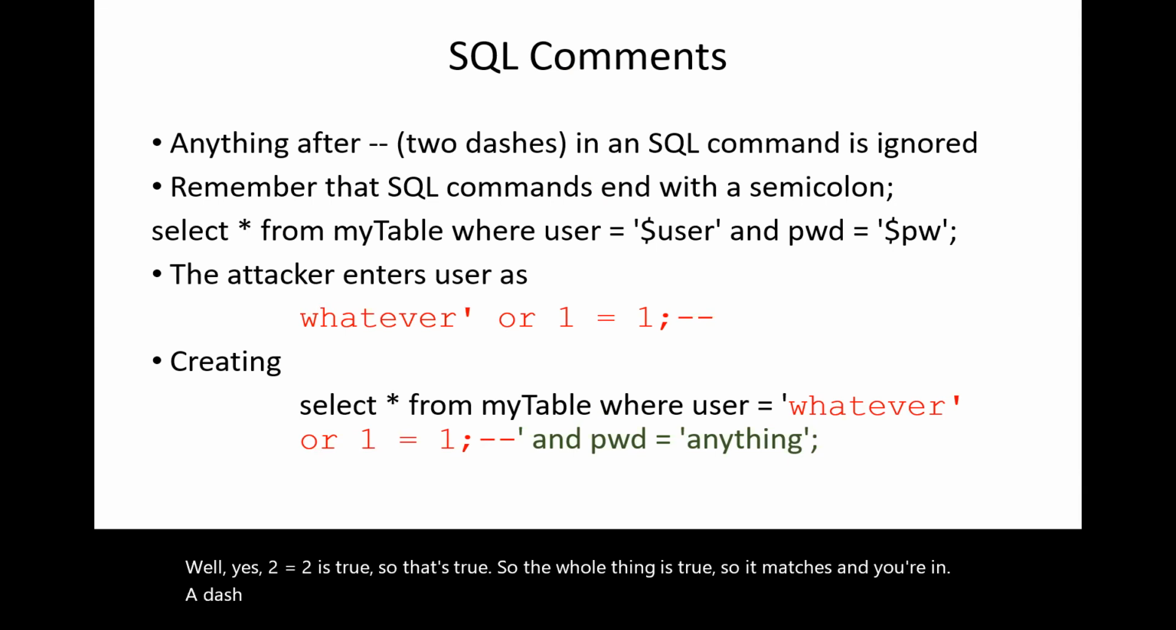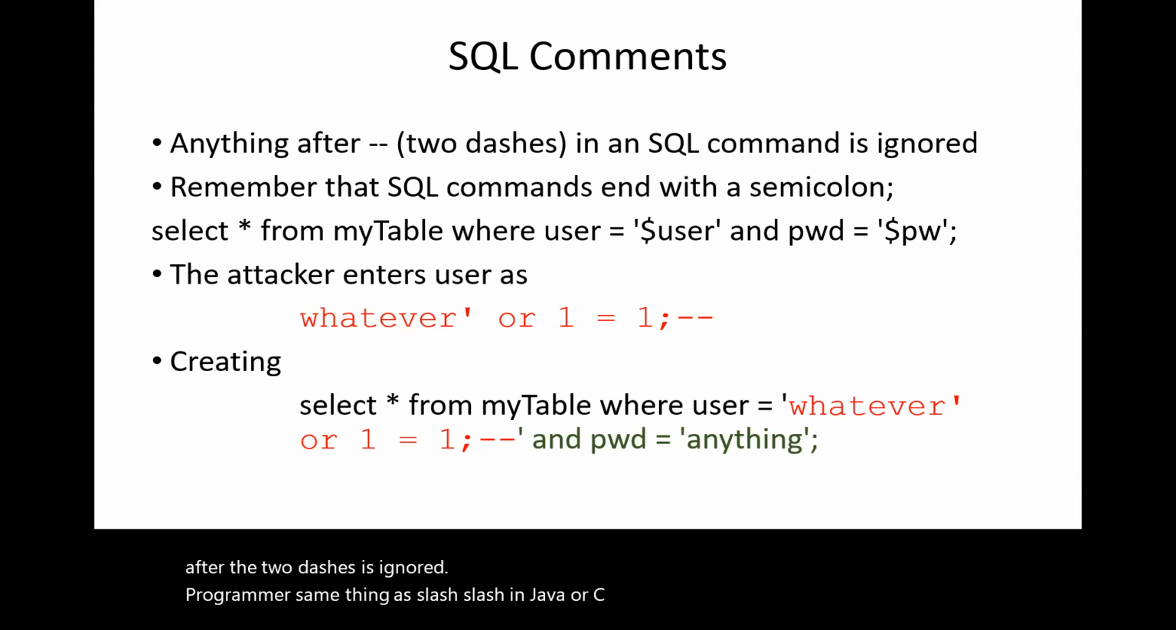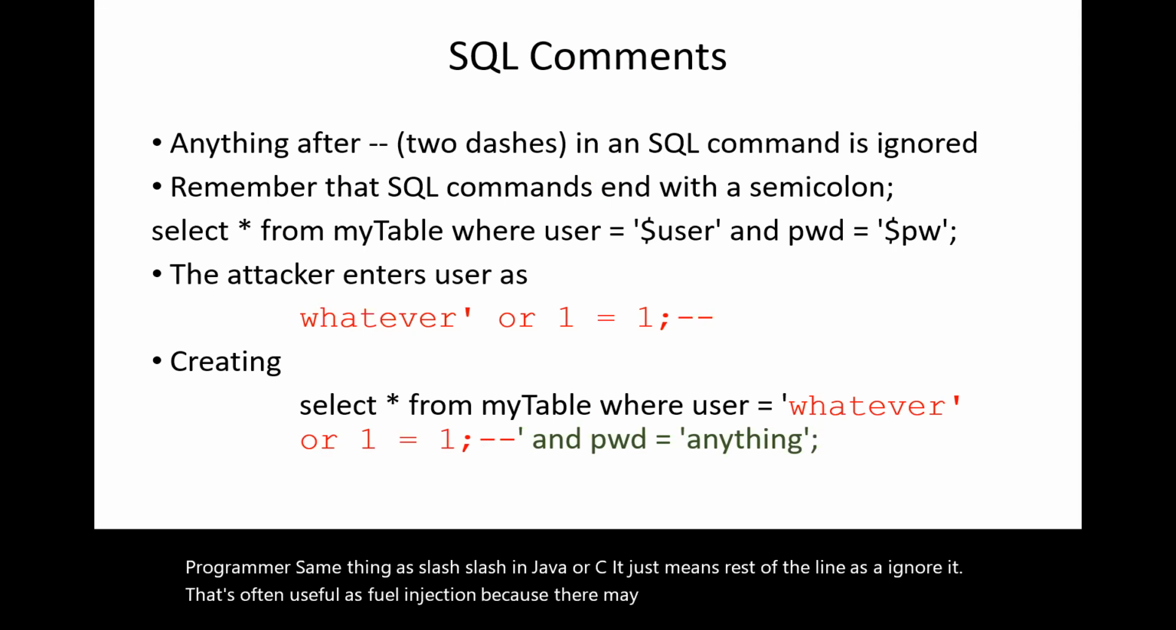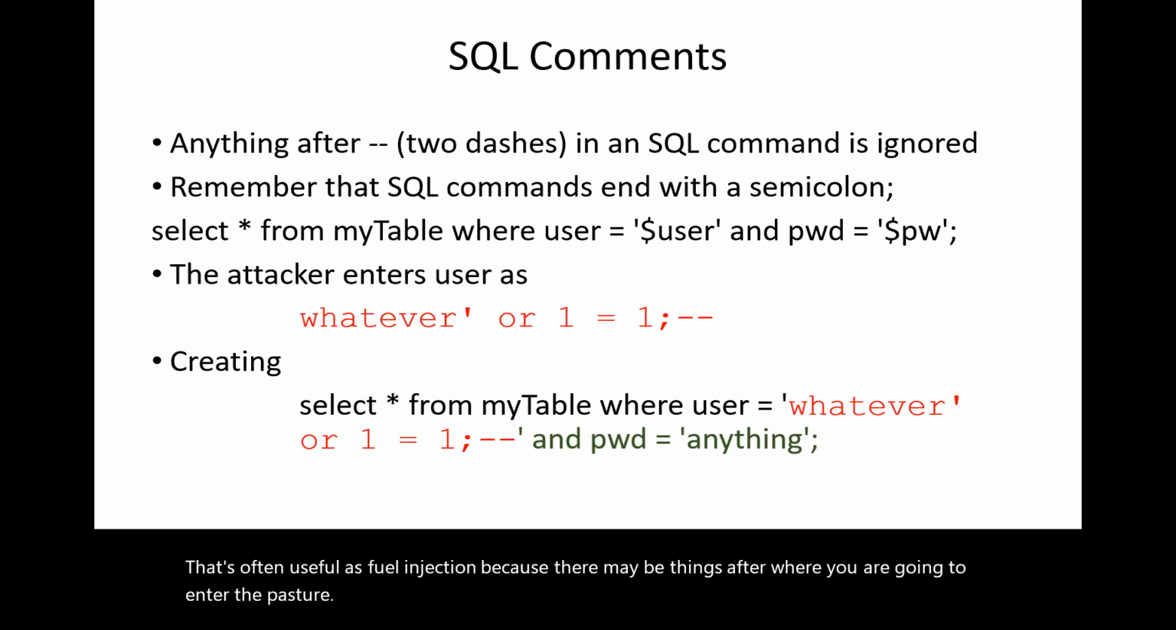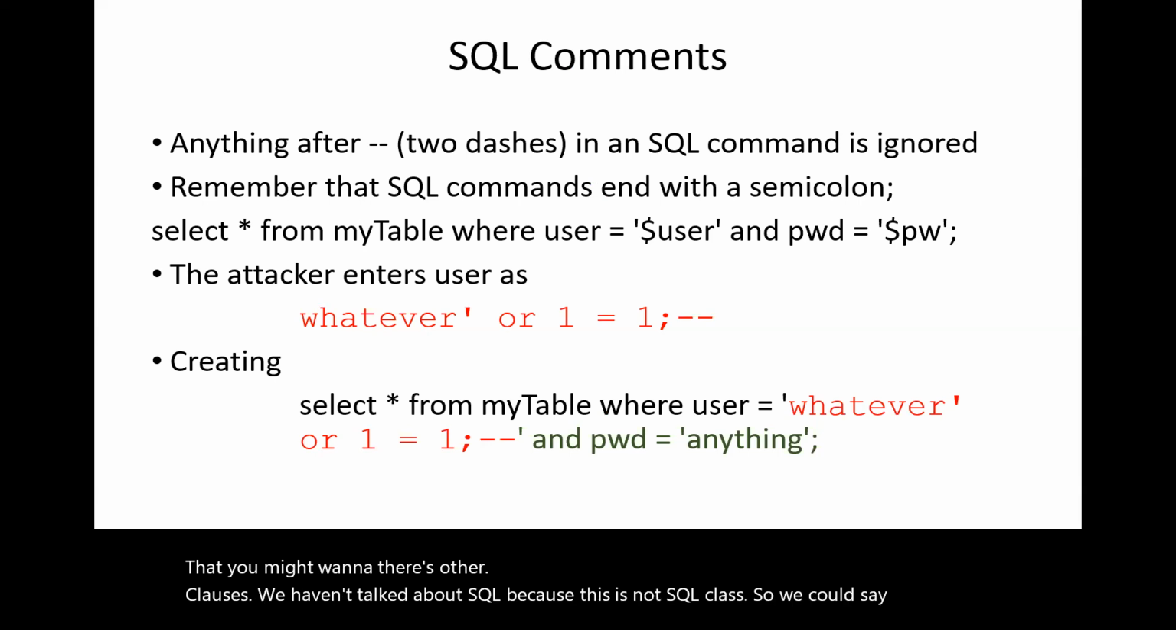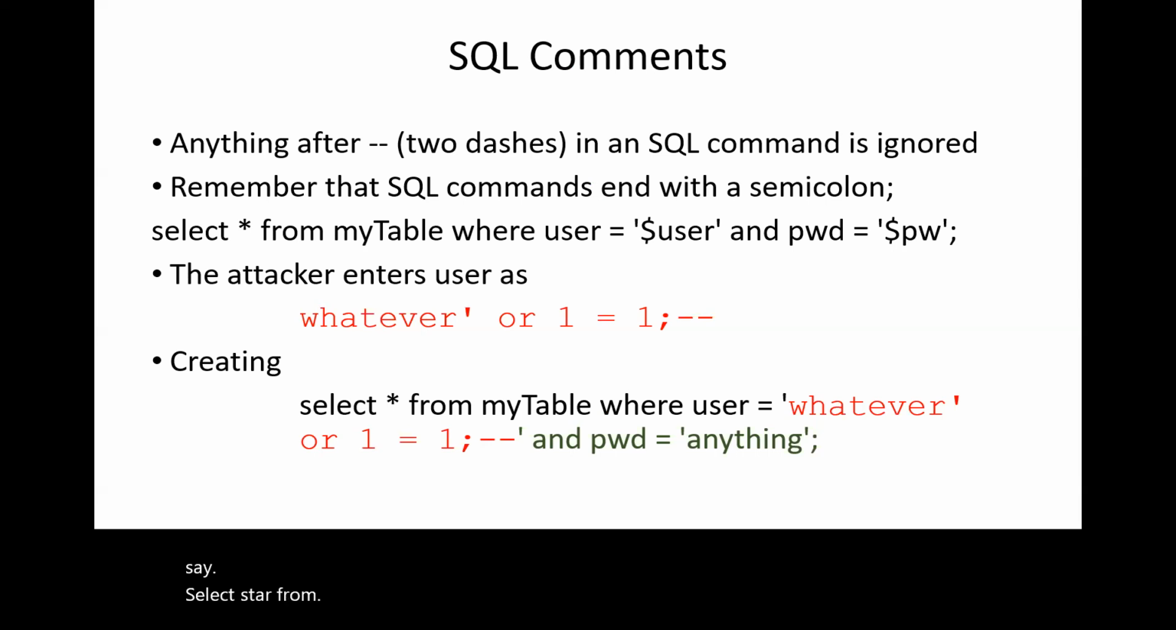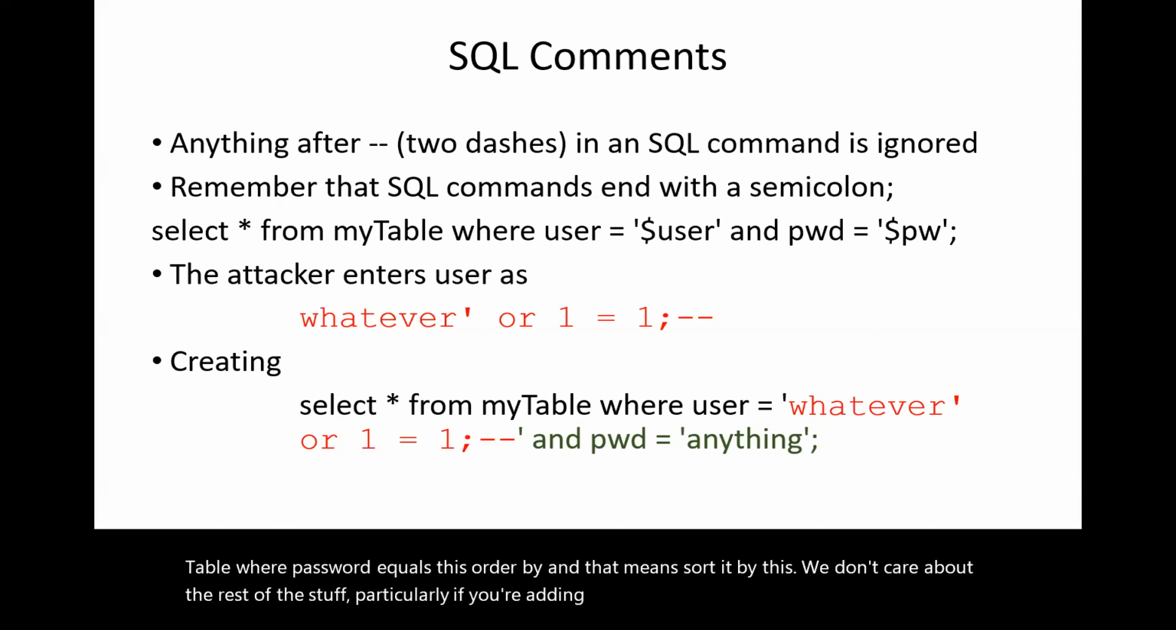A dash, two minus signs right next to each other, is the comment delimiter in SQL. Everything after the 2 dashes is ignored. If you're a programmer, same thing as // in Java or C++. It just means the rest of the line is a comment, ignore it. That's often useful in SQL injection because there may be things after where you're going to enter the password that you might want to ignore. There are other clauses we haven't talked about in SQL because this is not an SQL class. So you could say select star from table where password equals this order by, and that means sort it by this. Well, we don't care about the rest of the stuff, particularly if you're adding things like drop table. So you might want SQL to ignore everything after what you've entered.